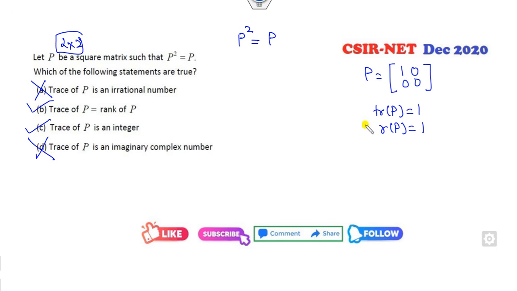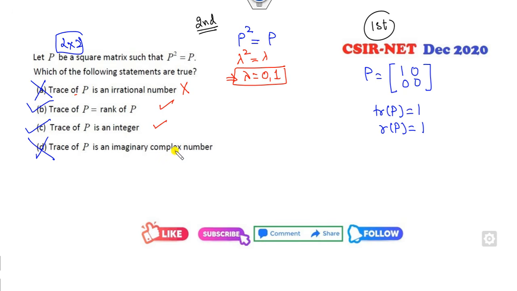Fine. This is with the help of the matrix. This is the first method. The second method is you can start with the eigenvalue. So lambda square is lambda. What are the eigenvalues? 0 and 1. Then clearly trace is the sum of the eigenvalues. This is correct. So the right options are again B and C.